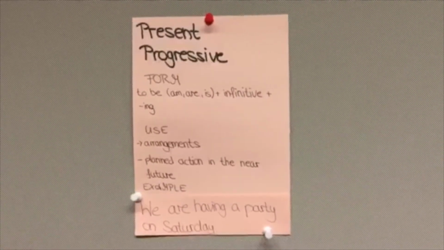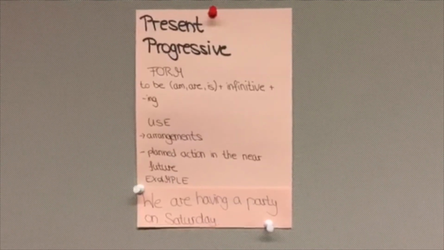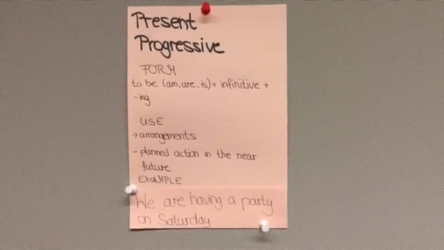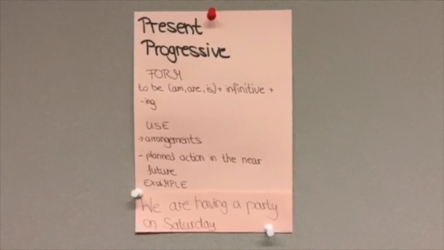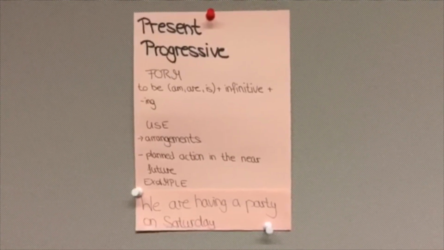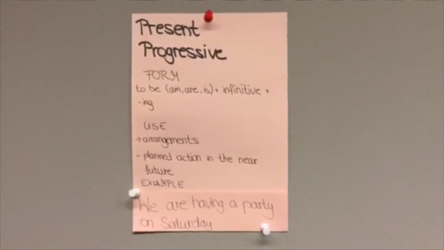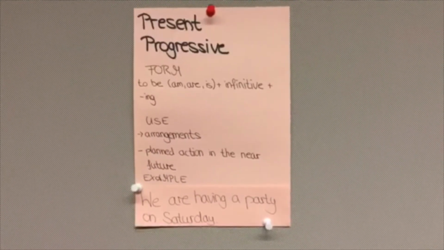Now the present progressive. The form is to be, am, are, or is, plus the infinitive, plus the ending -ing. The present progressive is used when an action or event is planned in the near future. This can be a certain event, date, like Easter, somebody's birthday, or an arrangement. For example, we are having a party on Saturday.